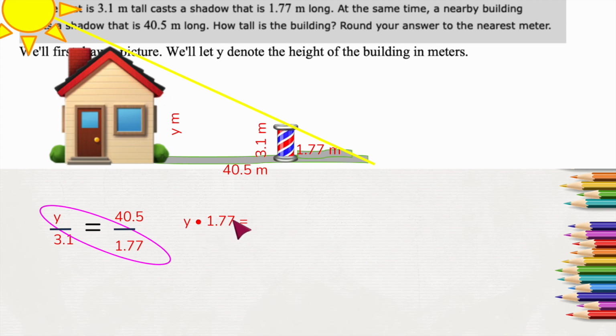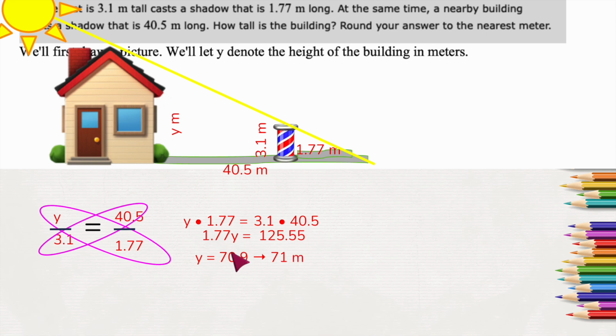So y times 1.77 is going to equal 3.1 times 40.5. Now this turns into 1.77y. I just squish them together. When I multiply these two, I get 125.55. Now I'm going to divide both sides by 1.77 so that I can get y by itself. So y equals 70.9, but it did ask us to round to the nearest meter. Since that's a 9, that's going to round the 0 up to 1.